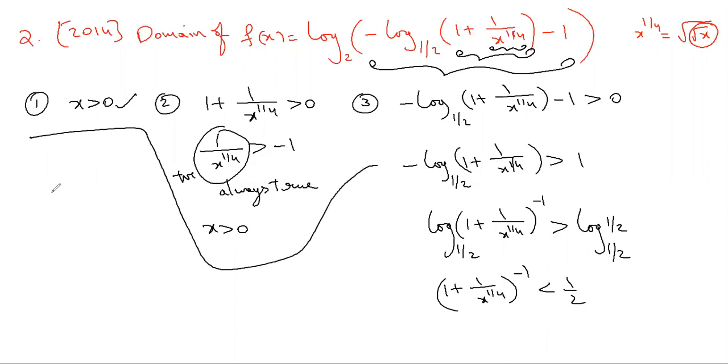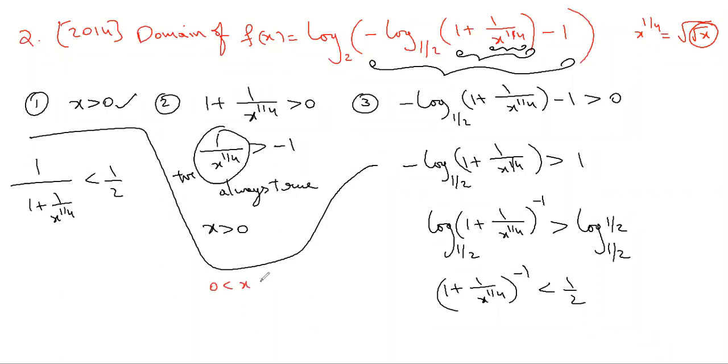Now, whole power minus 1. You can do cross multiplication, or you can take the reciprocals. So this is 1 by (1 plus 1 by x power 1 by 4) is less than 1 by 2. See, this is a positive number, and this is also a positive number. If both are positive numbers, you can take the reciprocals. We have the property, we discussed this many times.